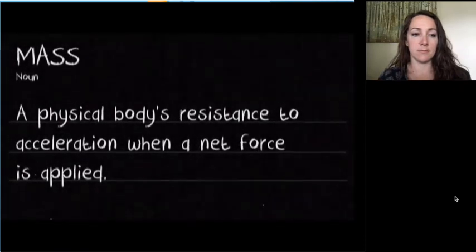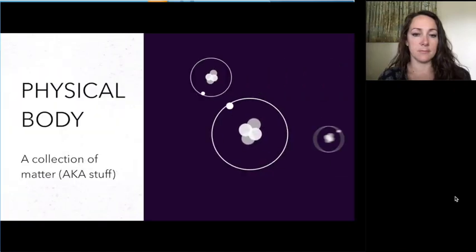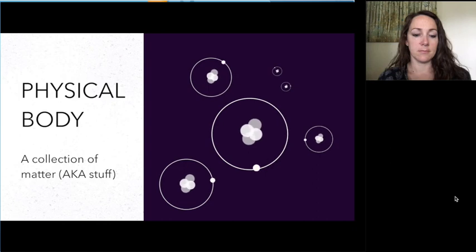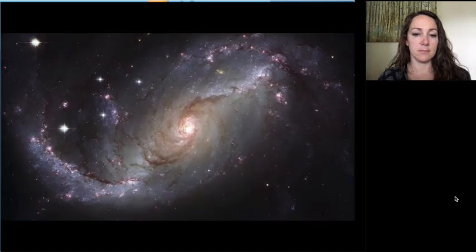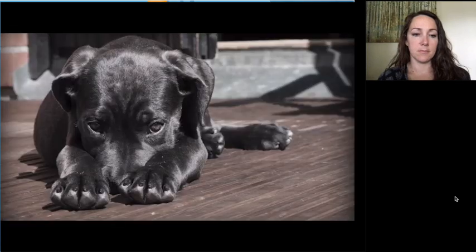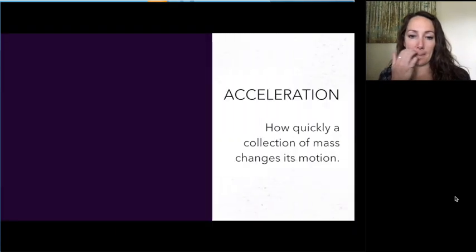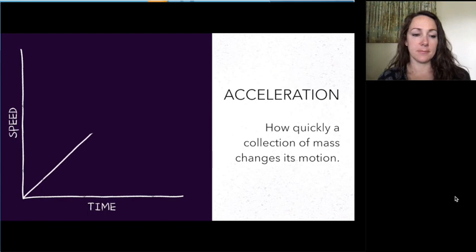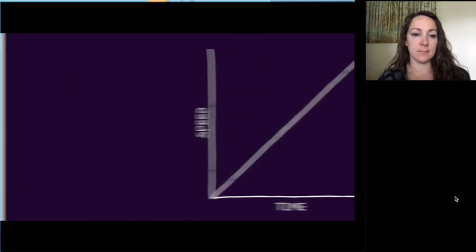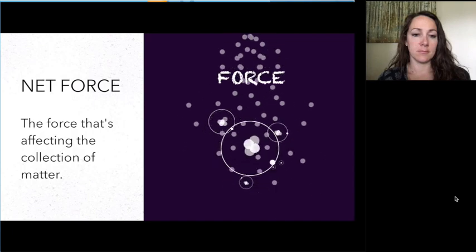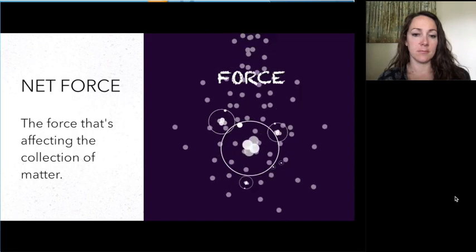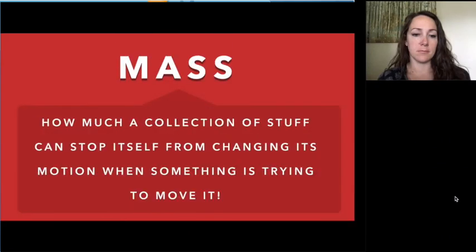Okay, what does that mean in normal people terms? First things first, a physical body is just a fancy name for a collection of matter or stuff. So a physical body could be a planet, a galaxy, a vase, or a puppy, whatever. Next, acceleration is just a fancy way to say how quickly something changes its motion. And last but not least, a net force is just the entire force affecting this collection of matter. So we could rewrite the definition of mass to say how much a collection of stuff can stop itself from changing its motion when something else is trying to move it. That makes more sense, right?